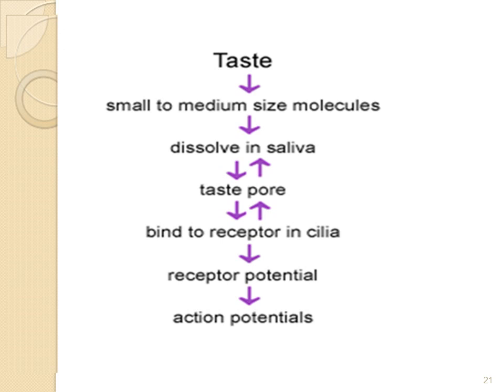Now, taste involves small to medium size molecules dissolved in saliva. When you taste anything, small or medium size molecules on the tongue are dissolved in saliva and then enter the taste pore. The taste pore has receptors, so they bind to the receptor on the cilia, and this receptor potential leads to the action potential.